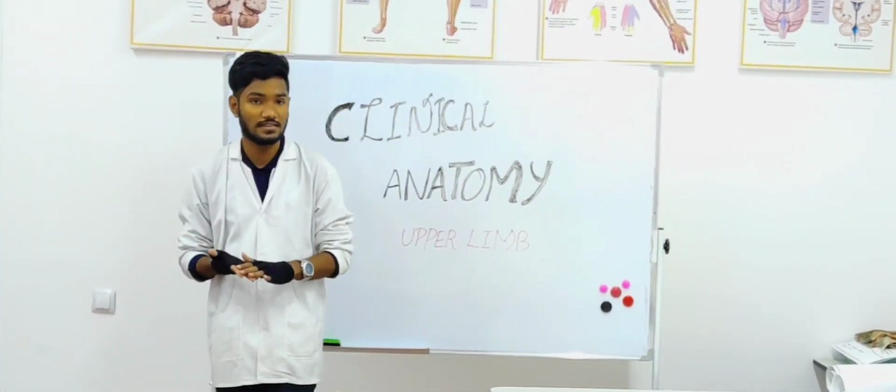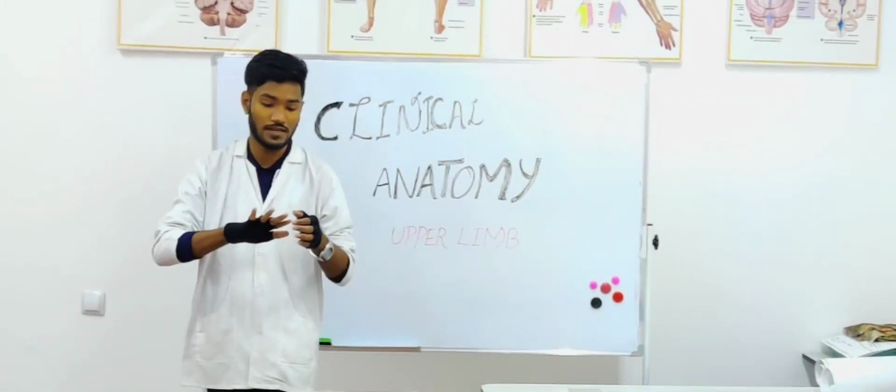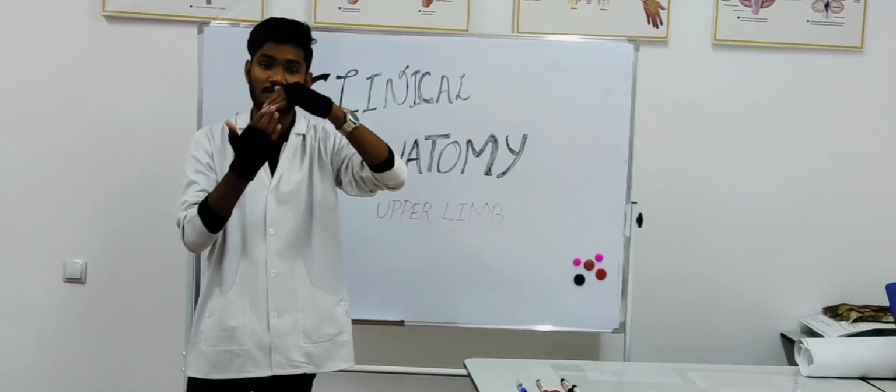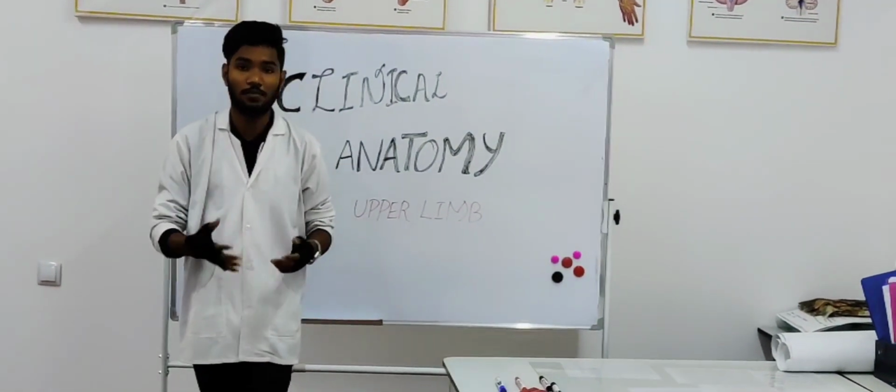And then the last one is the phalanges. Phalanges injuries are also known as buddy taping. Buddy taping means, for example, if the middle finger gets damaged, the middle finger will be bandaged with the other normal fingers, so that it will be fixed together. So these are the clinical points of the upper limb. So thank you.